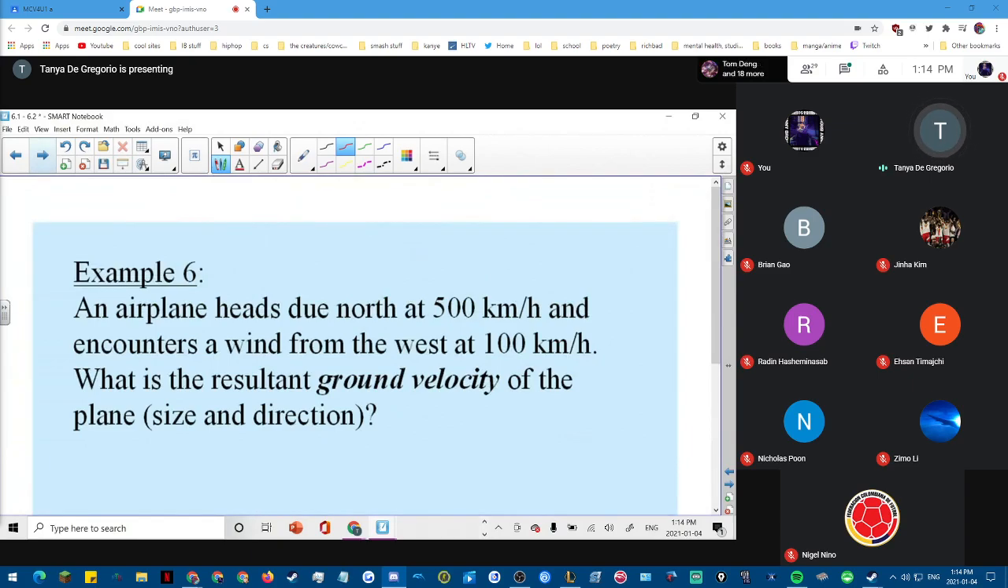An airplane heads due north at 500 kilometers per hour and encounters a wind from the west at 100 kilometers per hour. What is the resultant ground velocity of the plane? Okay, guys, so what does this mean? Resultant ground velocity means we want the length of the resultant vector. So what I want you guys to try doing is come up with a diagram for this situation. Just take a minute and try to come up with a diagram for this situation.